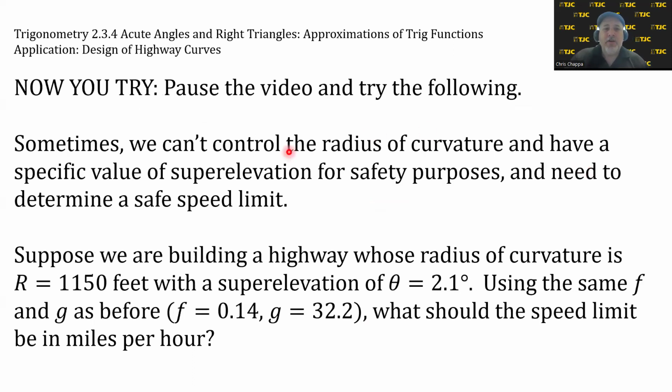Now you try. Pause the video and try the following. Sometimes we can't control the radius of curvature and have a specific value of superelevation for safety purposes and need to determine a safe speed limit. Suppose we're building a highway whose radius of curvature is 1,150 feet with a superelevation of 2.1 degrees. Using the same f and g as before, what should the speed limit be in miles per hour? Pause the video and give it a try.